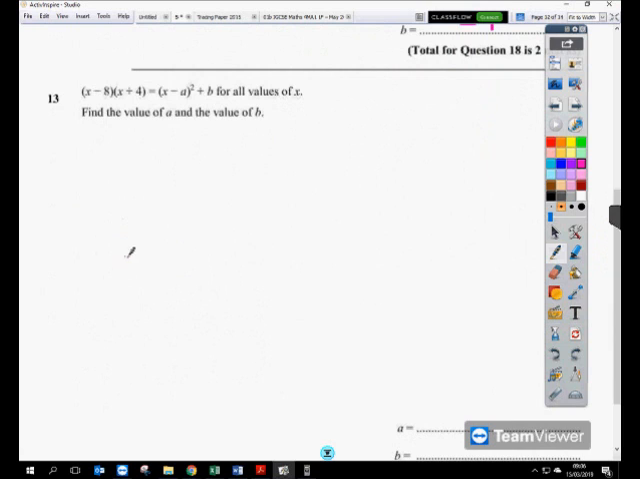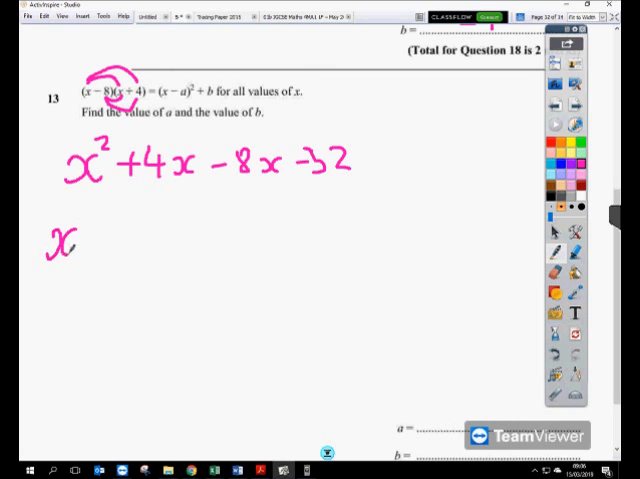The next question, the logical thing to do on the left-hand side would be to expand the bracket. If you expand the bracket by using these 4 lines to expand, you end up with x squared plus 4x minus 8x minus 32. When you simplify this, you get x squared minus 4x minus 32.